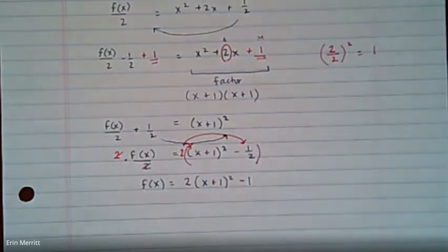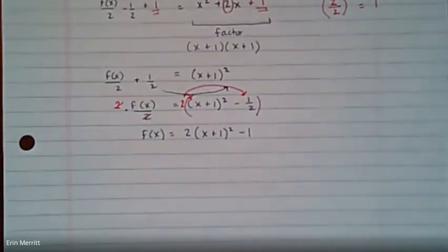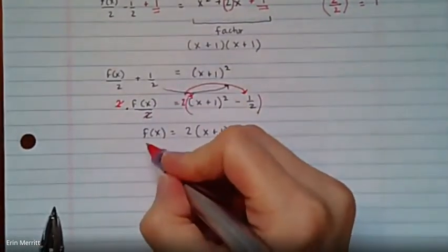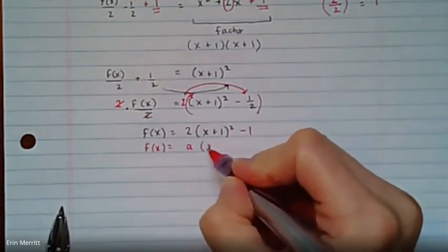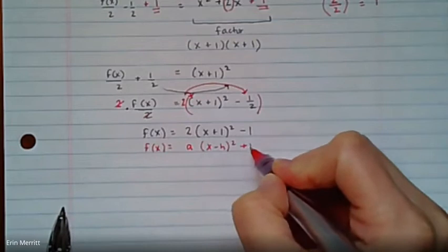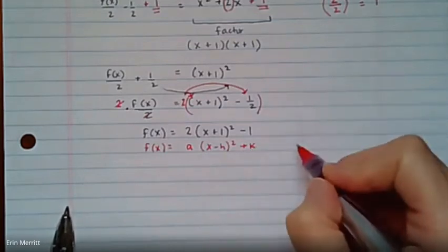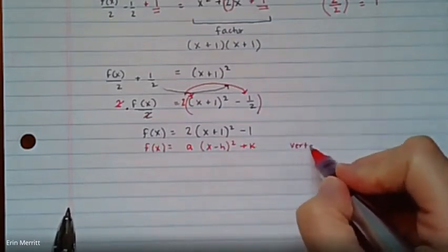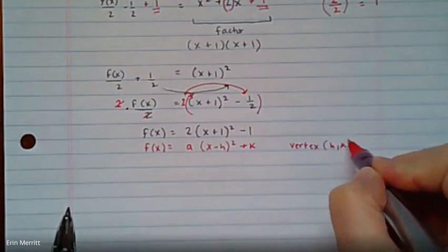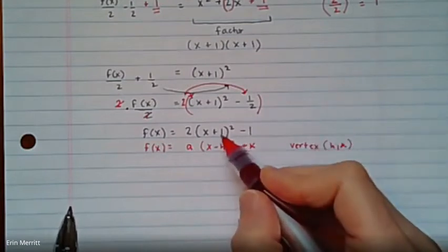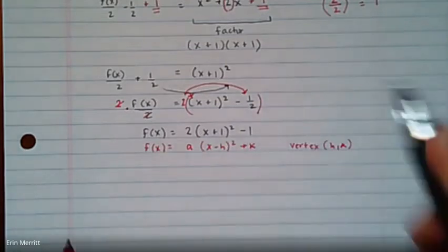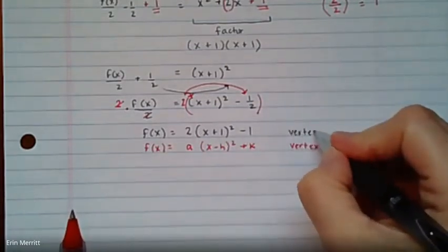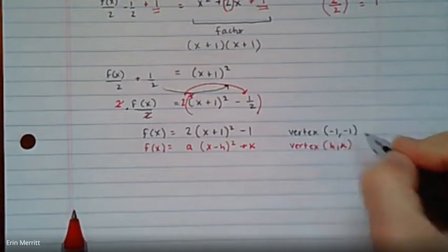That is now my equation in vertex form. So vertex form is y equals, or in this case, f of x equals a, and then times x minus h squared plus k. So what that means is the vertex, remember, is just the h, k part of it. So that would be the -1 here, which means you're shifting left 1, and then down 1. So the actual vertex for this problem would be -1, -1.